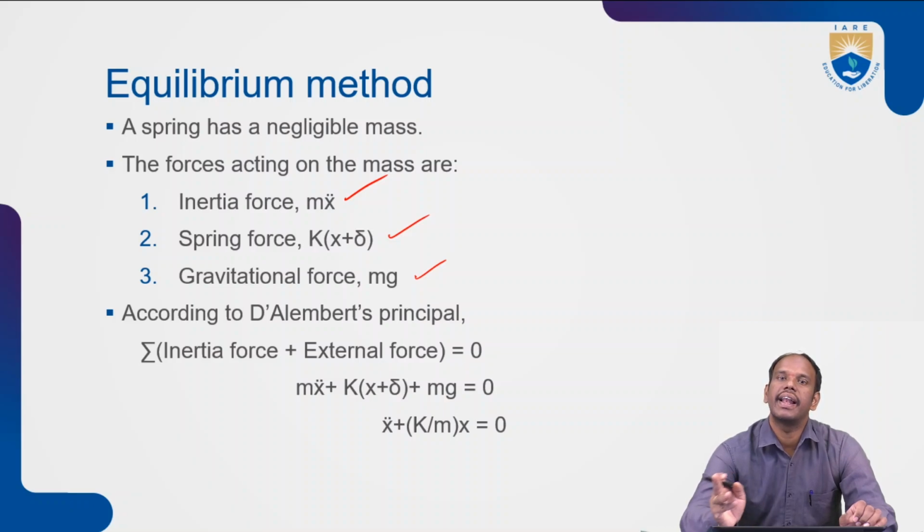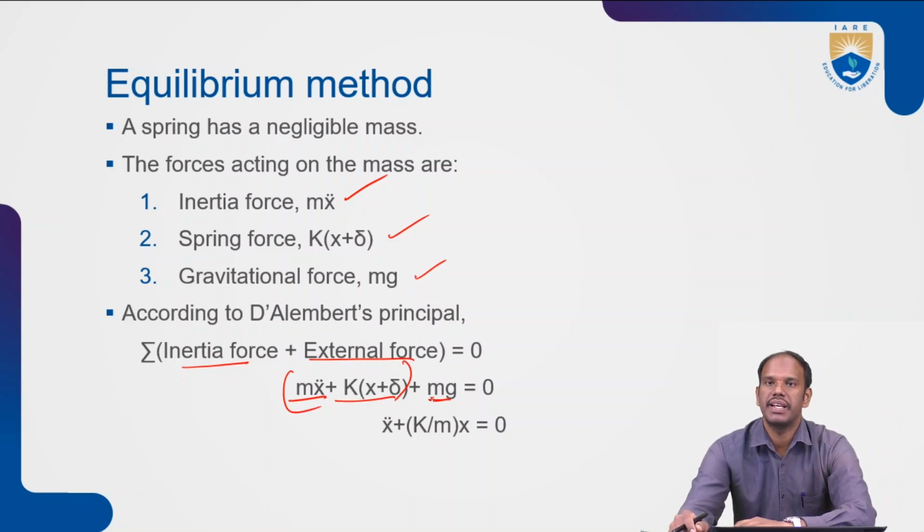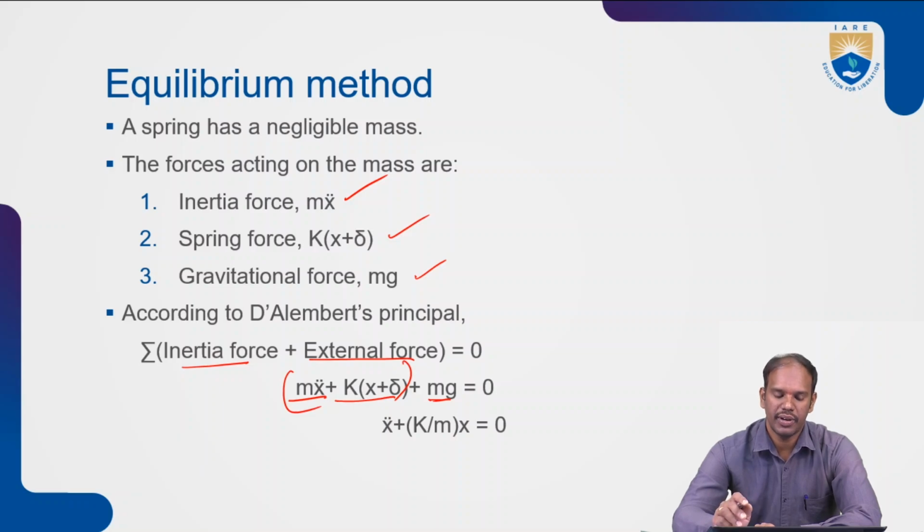So neglecting damping forces, the sum of the inertial forces plus the external forces will be zero. So m x double dot plus k into (x plus delta) plus mg. The inertial force is m into x double dot, m into a, plus the spring force k into the displacement, plus mg equals zero.